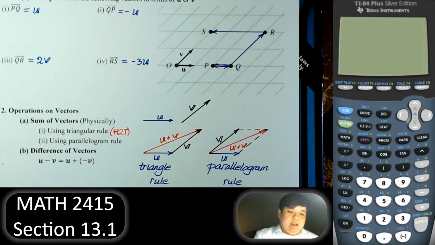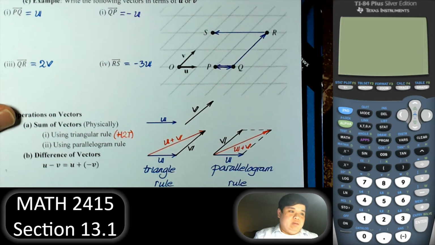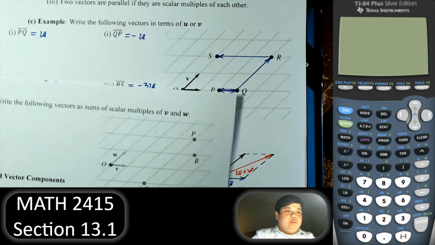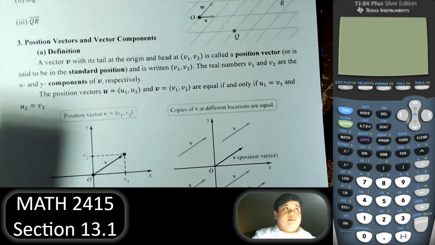It's better to just draw that. And then for the difference, we just turn the vector backward and we still do the same thing. That should be easy now. Let's look at an example.